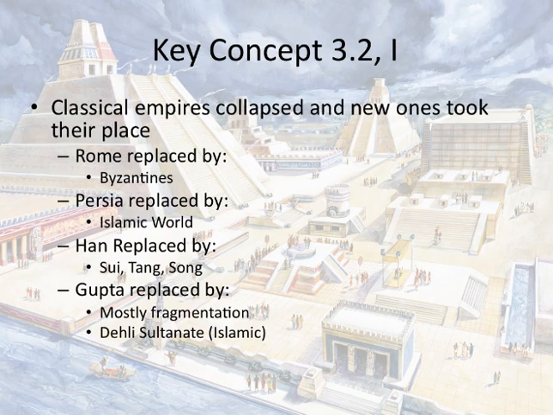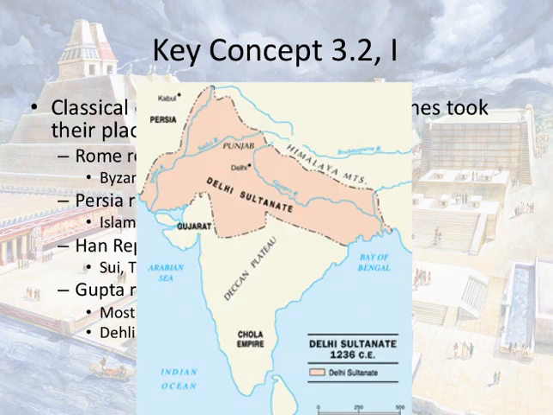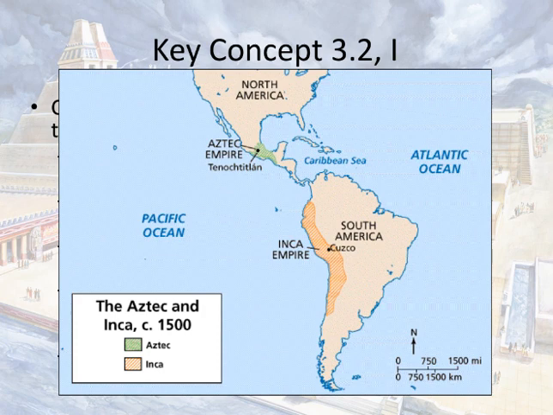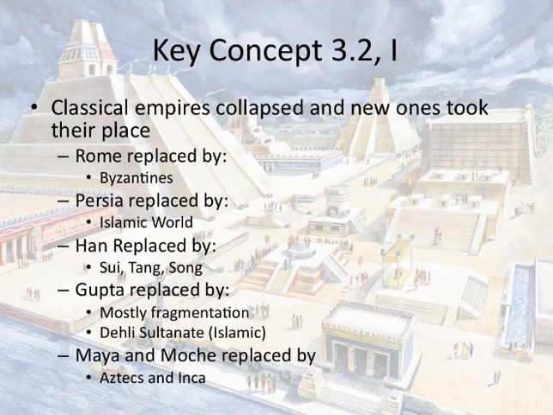The Gupta dynasty of India was replaced mostly by fragmentation, but there is the emergence of one centralized government at the time, the Delhi Sultanate, which was an Islamic empire in India. Even though Hinduism was still a prevailing religion, the rulers of the Delhi Sultanate were Islamic. And then you see the Maya and the Moche civilizations replaced by the Aztec and the Incas, pictured there. Don't let the sizes of these empires fool you. They were certainly powerful and certainly influential throughout world history.